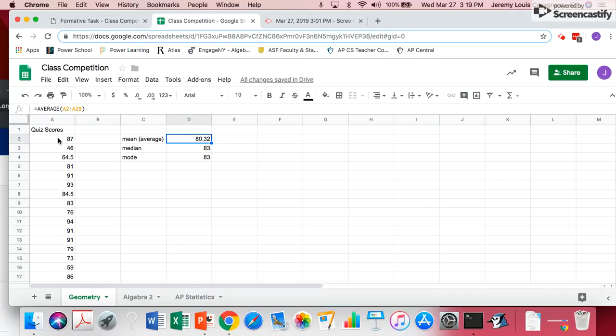The arithmetic average, or the mean of this data, is 80.32. We also computed the median of the data set and the mode of the data set. These are three measurements of what we call central tendency. They describe really the middle of the data set.